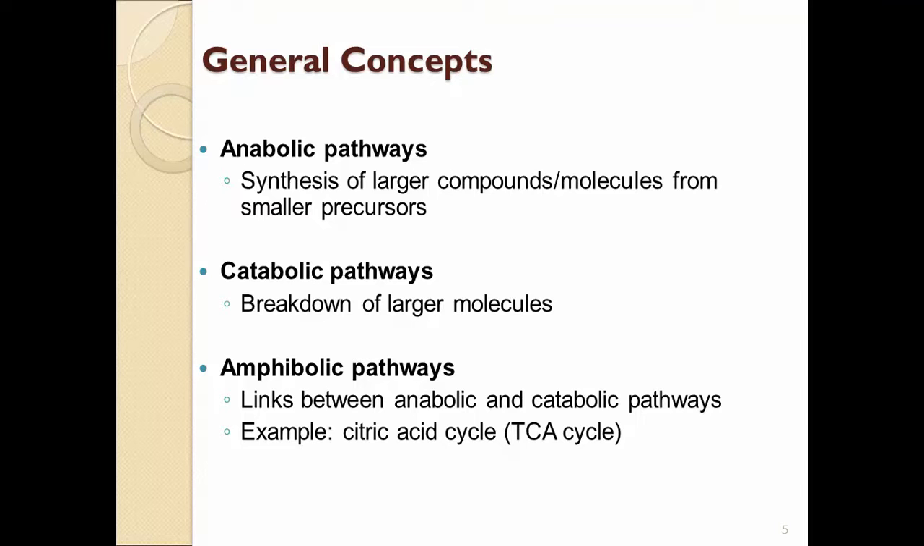And amphibolic pathways are basically pathways that link both anabolic and catabolic pathways. For example, the citric acid cycle or TCA cycle is considered this specific type of pathway. They connect these two, anabolic and catabolic pathways.